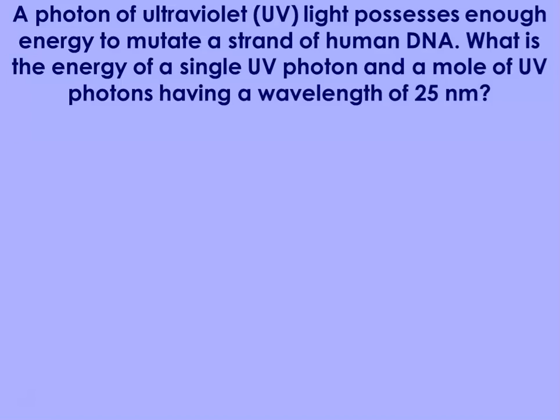So some example problems we're going to work through right now. A photon of ultraviolet light possesses enough energy to mutate a strand of human DNA. What is the energy of a single UV photon and a mole of UV photons that have a wavelength of 25 nanometers? Well, if we know our wavelength and we want to find our energy, we've already seen that there was a relationship between energy and wavelength, that delta E is equal to hc over wavelength.